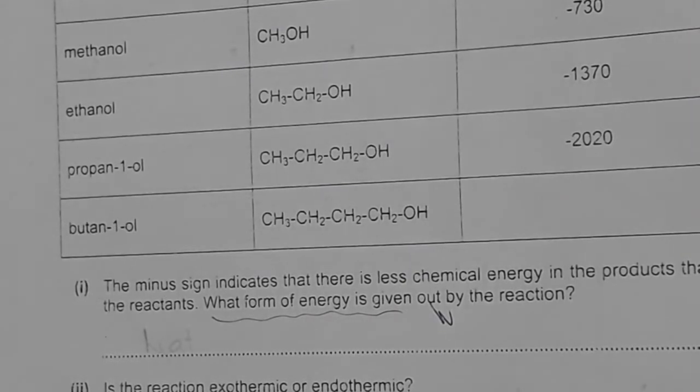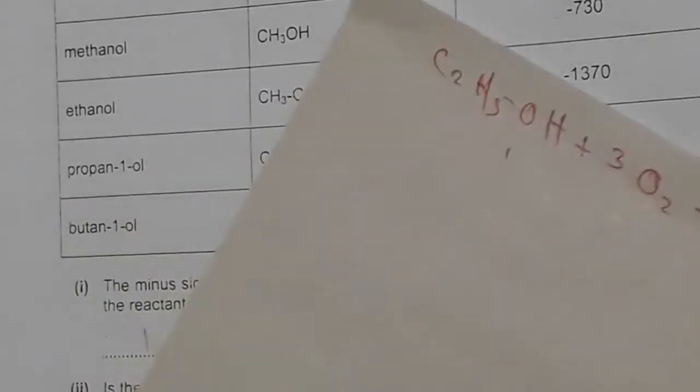Also, hydrocarbons after combustion produce carbon dioxide and water. For example CH4, C2H6, after combustion it will be carbon dioxide and water. Also alcohol after combustion will be carbon dioxide and water. You have to remember this. So look here, how to balance this equation.